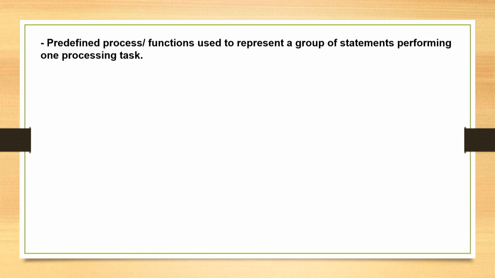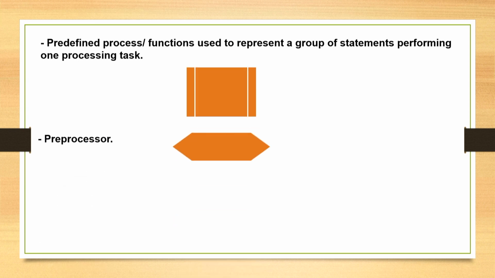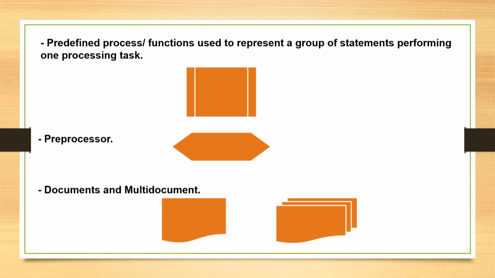For predefined process, or you can say functions, used to represent a group of statements performing one processing task, this symbol is used. For preprocessor, this symbol is used. For documents and multi-document, these are the symbols which are used in the flowchart.